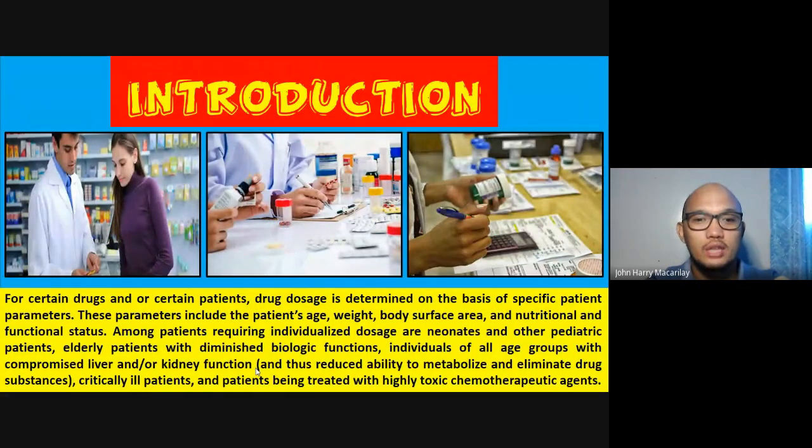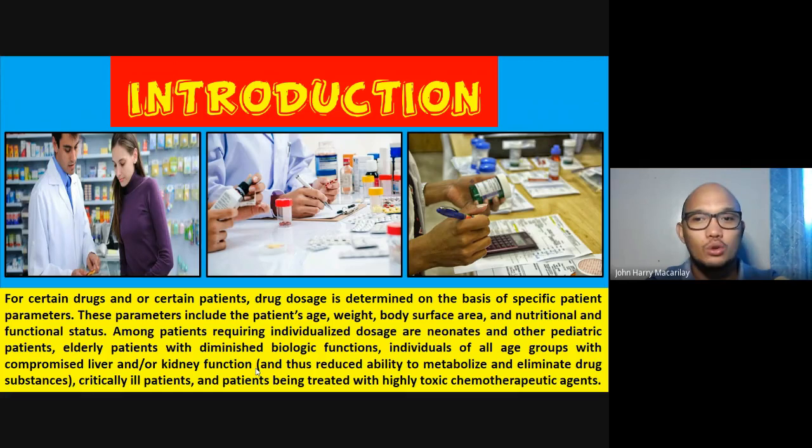patient parameters. These parameters include the patient's age, weight, body surface area, and nutritional and functional status. Among patients requiring individualized dosage are neonates and other pediatric patients, elderly patients with diminished biologic functions, individuals of all age groups with compromised liver and/or kidney function, and those with reduced ability to metabolize and eliminate drug substances. Critically ill patients and patients treated with highly toxic chemotherapeutic agents.